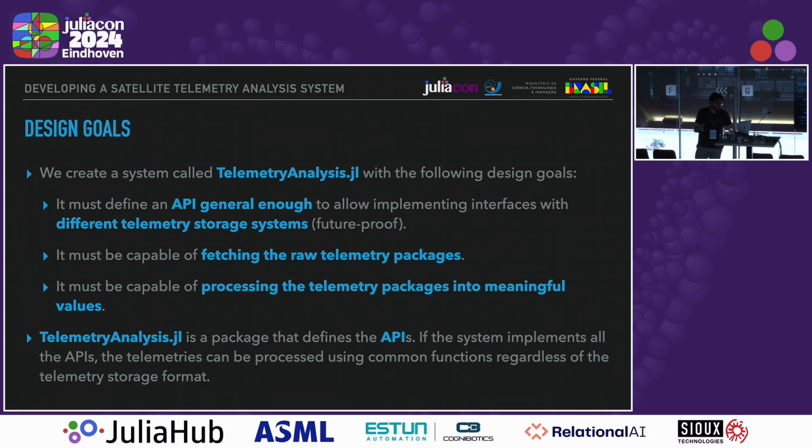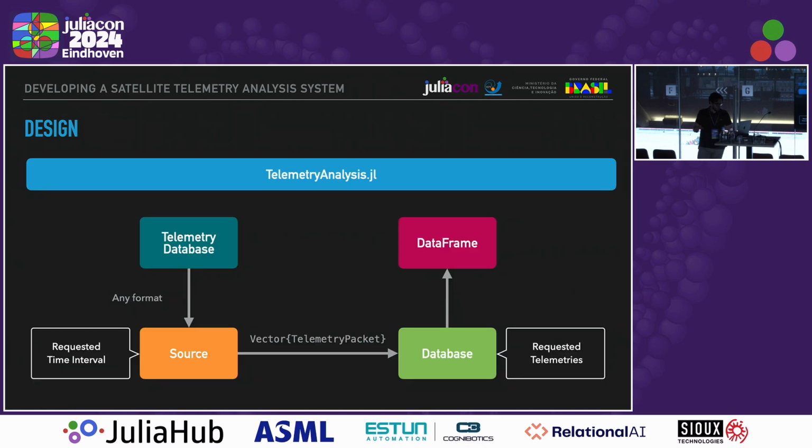So basically, telemetry analysis is a package that defines an API. And if you comply with this API, you can use all the functions that we have. So this is a simple way to see it. You have a telemetry database. Every mission has its own telemetry database in any format. You even have different databases for different phases of the mission: when you're designing a mission, when you're testing, and when you're flying. It can be in any format.